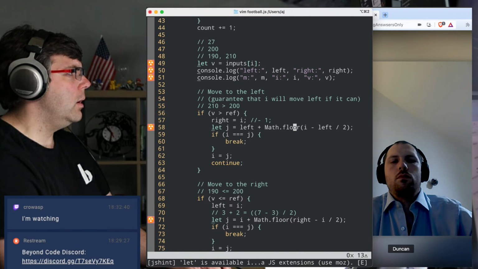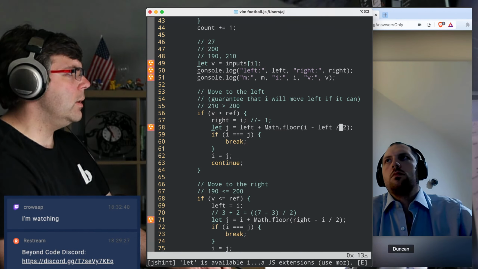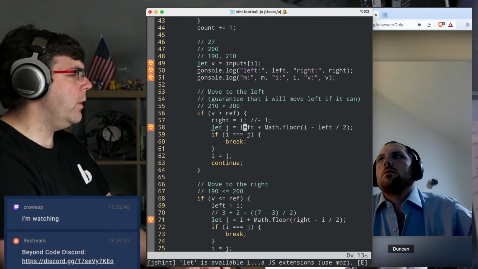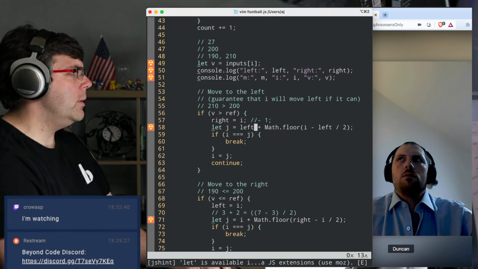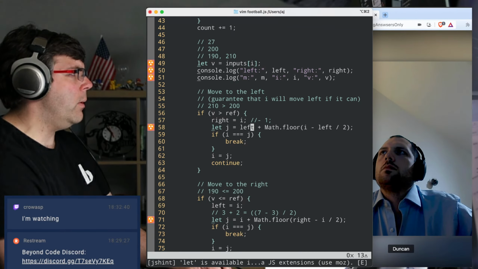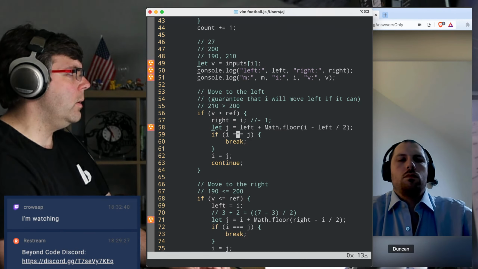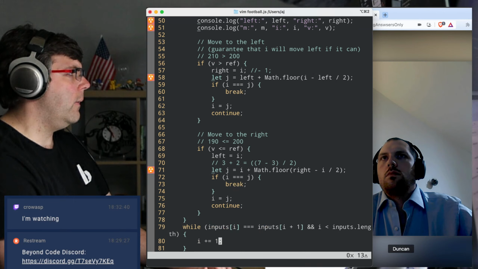So left, okay, 2 minus 0 divided by 2 is going to be 1. 0 plus that is 1. So if I was 2, then I will move to the left. And if I was 0, that would mean it can't move to the left. So left is 0, I is 0. 0 minus 0 is 0. Break. I is as leftmost as it can be. Got it.